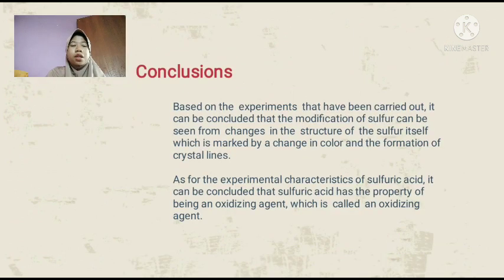Conclusion. Based on the experiment that has been carried out, it can be concluded that the modification of sulfur can be seen from the change in the structure of the sulfur itself, which is marked by a change in color and the formation of crystals. As for the experiment on the characteristic of sulfuric acid, it can be concluded that sulfuric acid has the property of being an oxidizing agent.